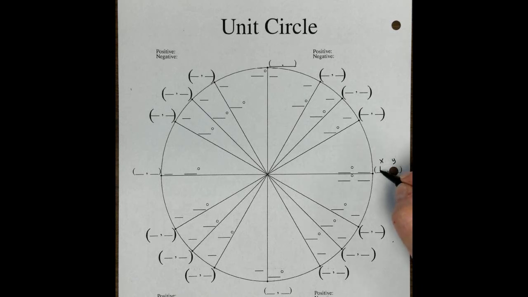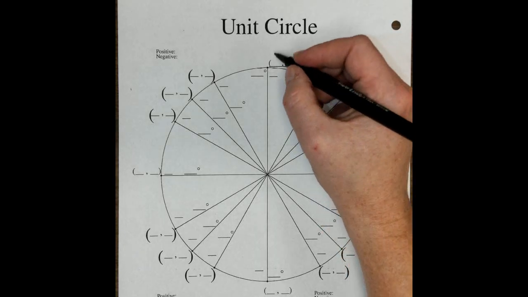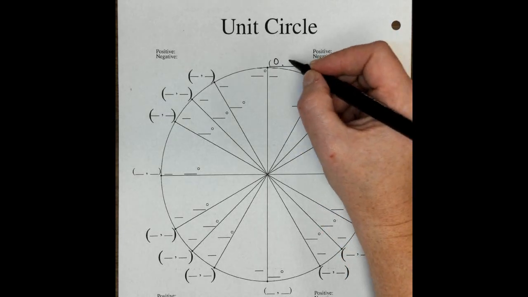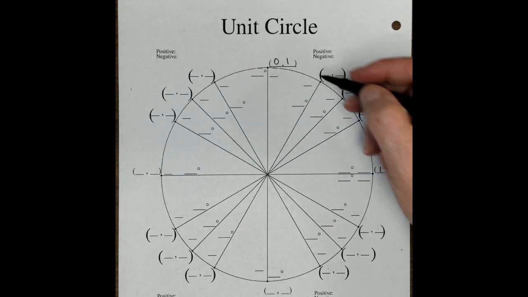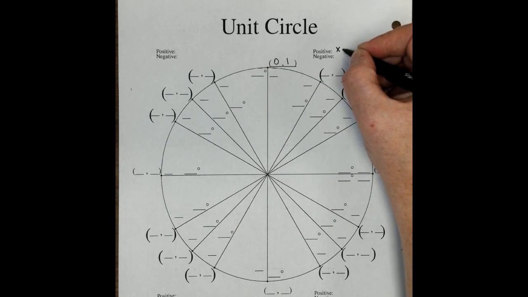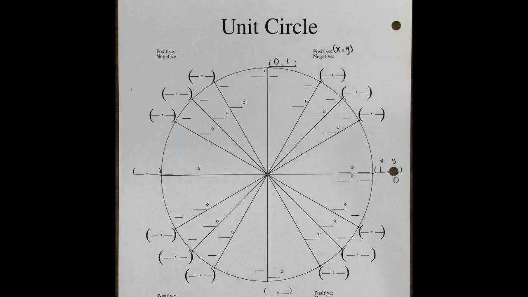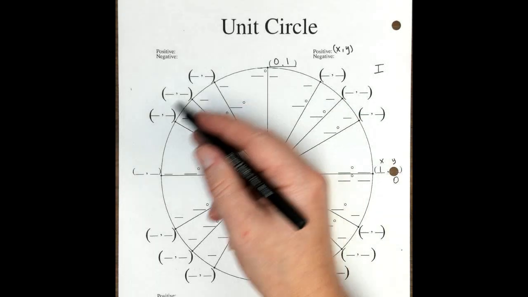If I have a point here, here's my x value, here's my y value. My x value is going to be 1. That's why it's called the unit circle, because this has a radius of 1. And my y value is going to be 0. Now if I come up here, my x value is going to be 0, and my y coordinate is going to be 1. So in this quadrant here, I'm going to have a positive x and a positive y. This is quadrant 1.